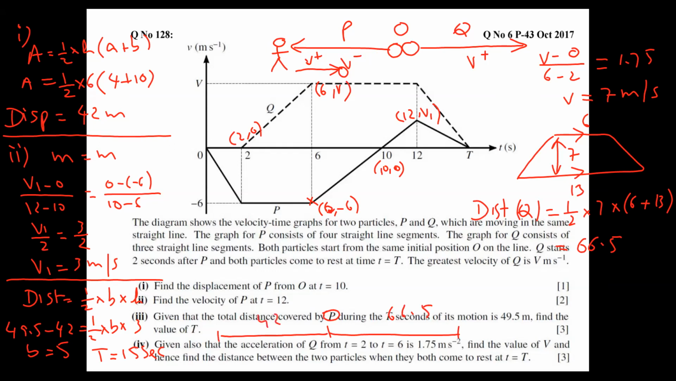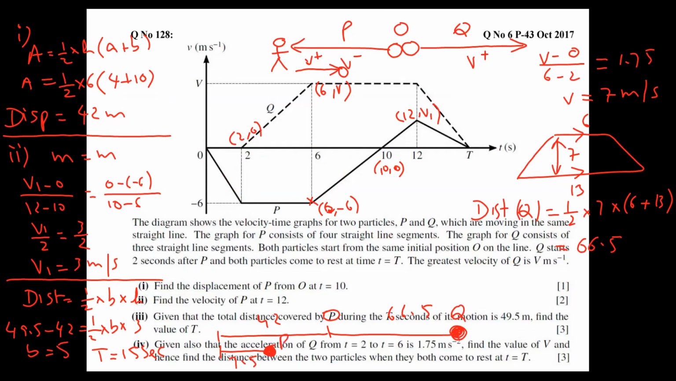How come this trapezium is 42 meters? And then it turns back. You know it turned back. So turning back, if you subtract 42 from 49.5, it becomes 7.5. We got a distance of 7.5. So particle Q stops here, you can see, and P stops here, you can see.